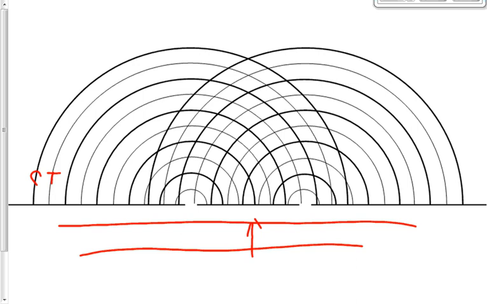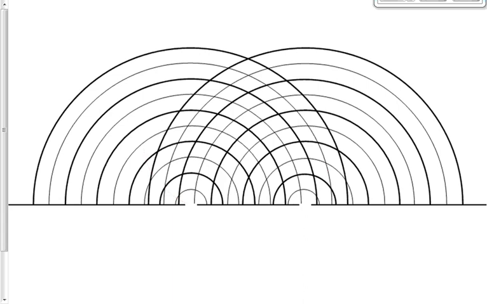When one crest encounters another crest, and that happens in the middle over here, we get crests from one wave encountering crests from the other, and troughs encountering troughs, and crests encountering troughs. When one crest encounters another crest, what kind of interference are we going to get? When a crest hits a crest, it forms constructive interference. It forms a bigger crest, right? When a trough hits a trough, it forms a bigger trough, constructive interference.